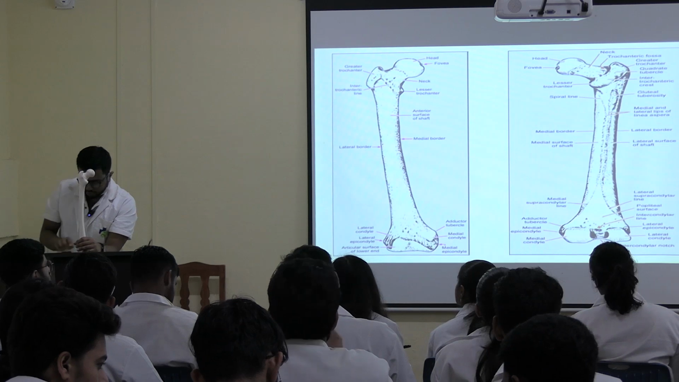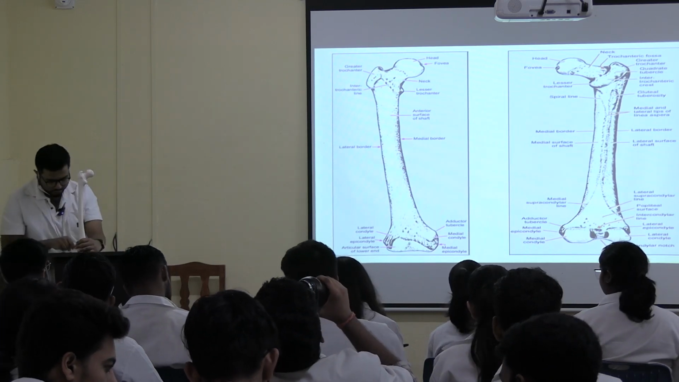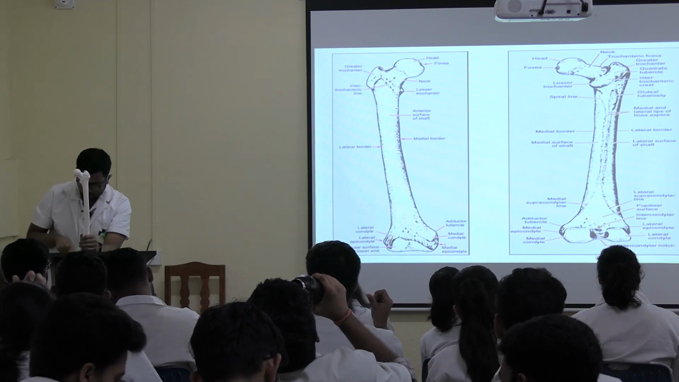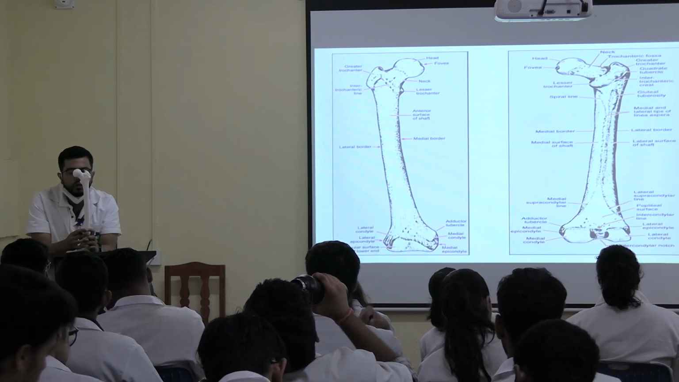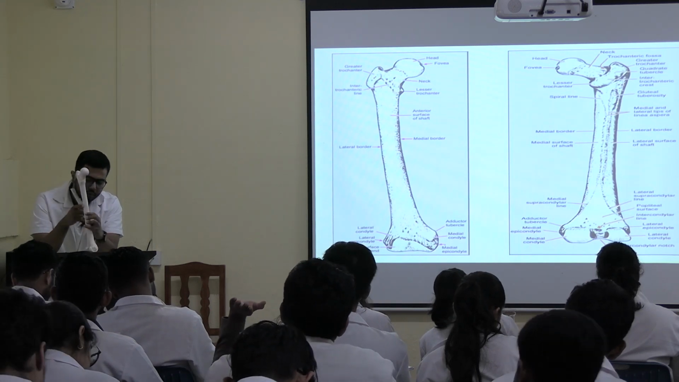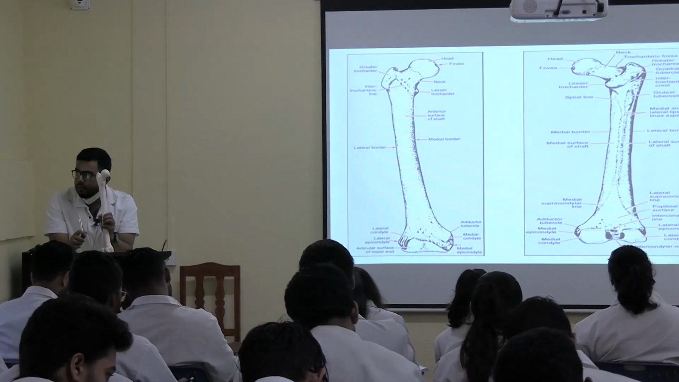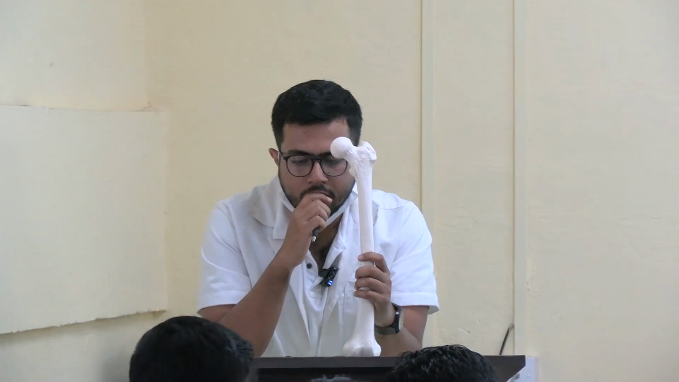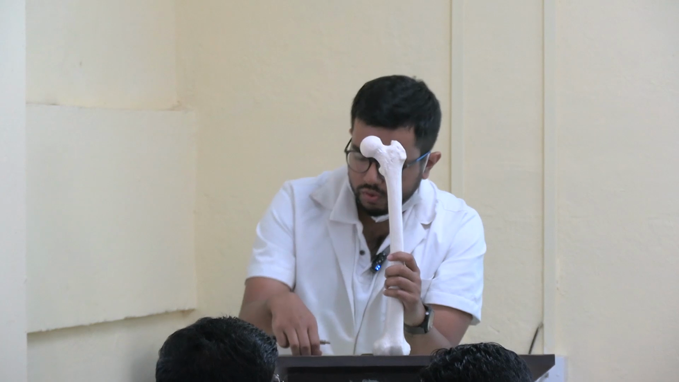This is about the upper end. Now about the shaft. The shaft has three borders: medial, lateral, and posterior. So what will be the surfaces?